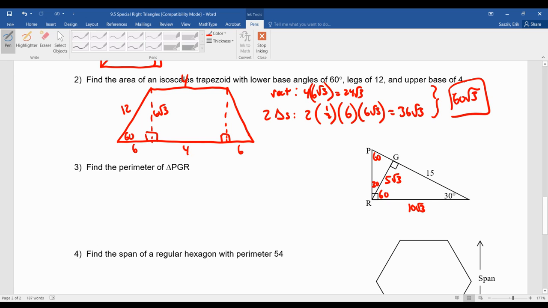Now use the big triangle. This 10√3 is opposite the 60. So that means the short side is just 10, and this long side has to be twice 10, which is 20, of course. Means that's 5. So your perimeter comes out to what? Oh, remember it says triangle PGR. Be careful with that. That's a little one. So it's 15 plus 5√3.